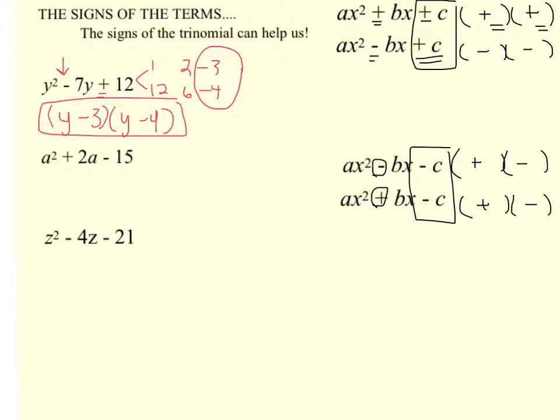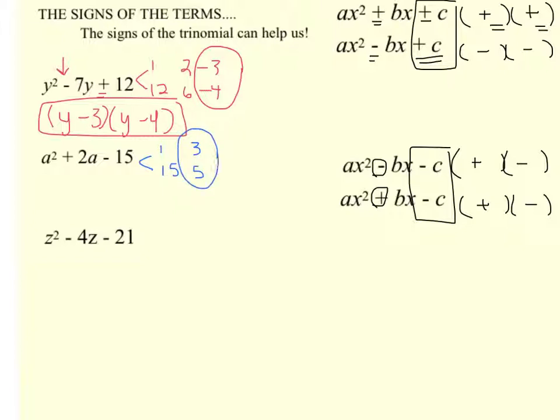Let's look at the second example. I have a squared plus 2a minus 15. Factors of 15 are 1 and 15, 3 and 5. That's all that I've got there. I know I had to add or subtract to create a positive 2.